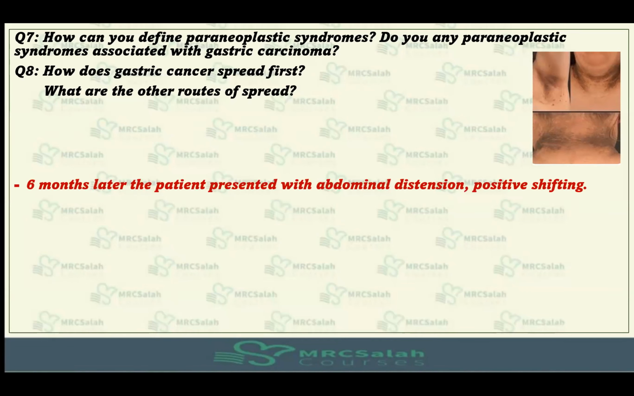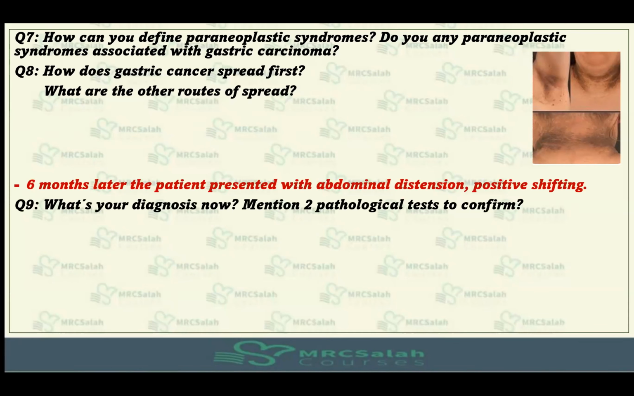Okay. So 6 months later, the patient presented with abdominal distension with positive shifting dullness. What's your diagnosis now? Ascites. Okay. Can you mention two pathological tests to confirm the malignant nature of ascites? Yes. First, I'll do ascitic tap and send for cytology. And I can do a liver biopsy for metastasis. Also FNAC for supraclavicular lymph node and tumor marker.